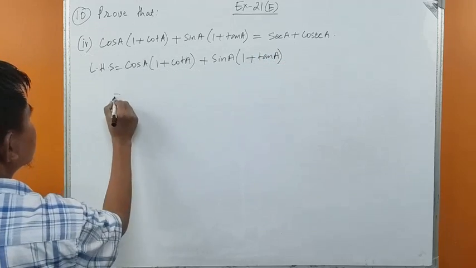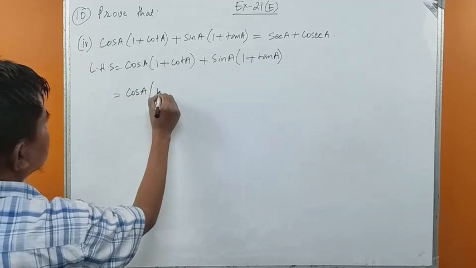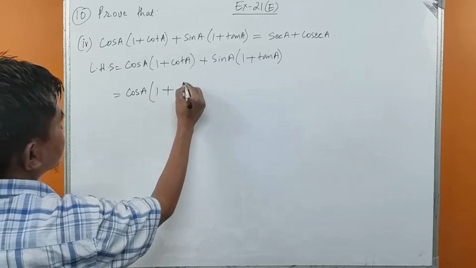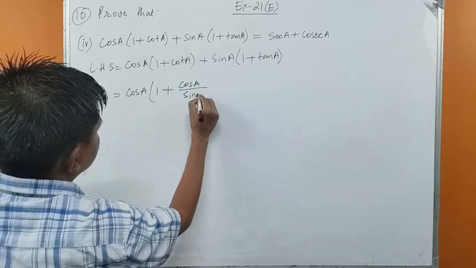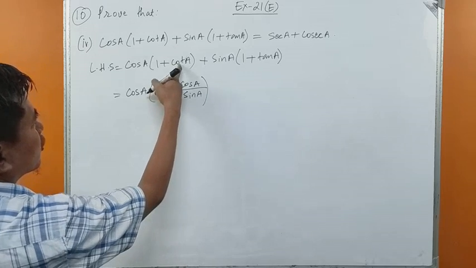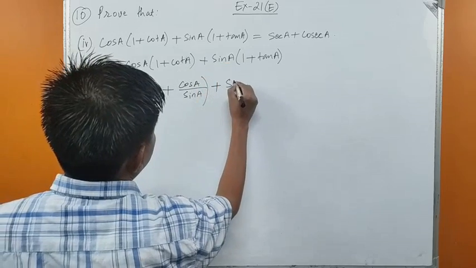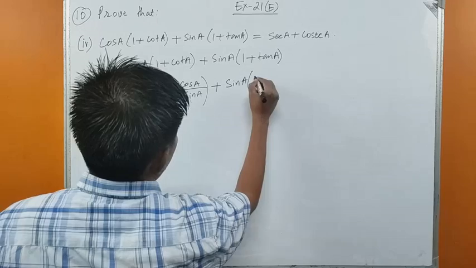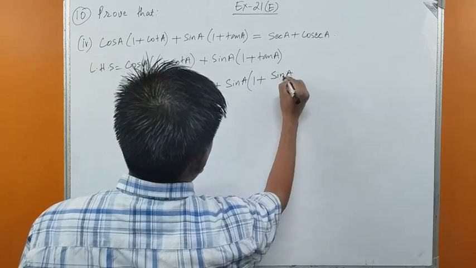So this is cos A. 1 plus cot A can be written as 1 plus cos A by sin A, isn't it? Cos theta by sin theta is cot theta, so cot A is cos A by sin A, plus this is sin A. 1 plus tan A means 1 plus sin A by cos A.